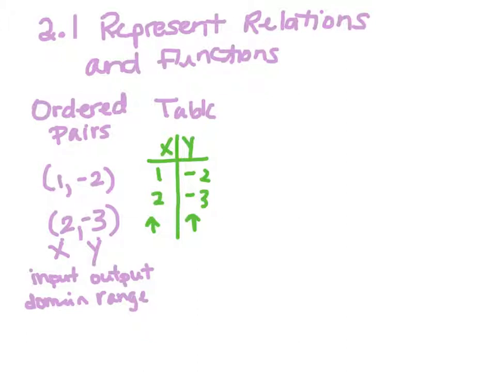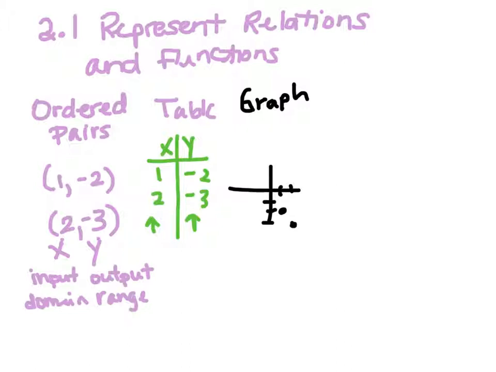Another way that we can do this is also on a graph. So basically we would just plot the ordered pairs or plot the numbers in the table. So 1, -2 is here, and then 2, -3 is here. And so again, we have the x's and the y's, right? And that's how we got the ordered pair. We went over 1, down 2. We went right 2, down 3. And again, we have the input, the output, the domain, and the range.